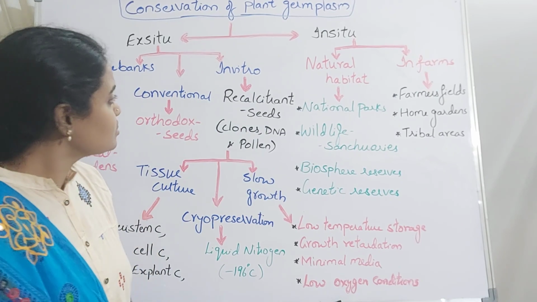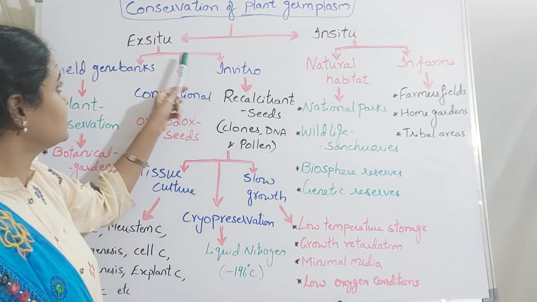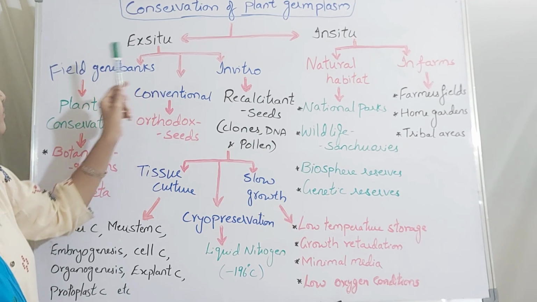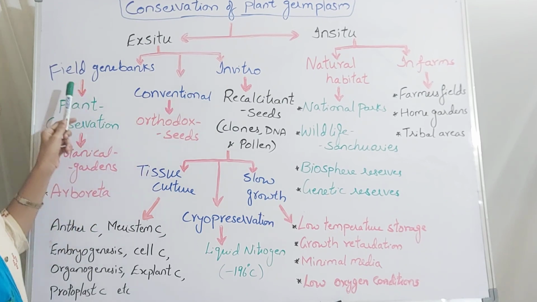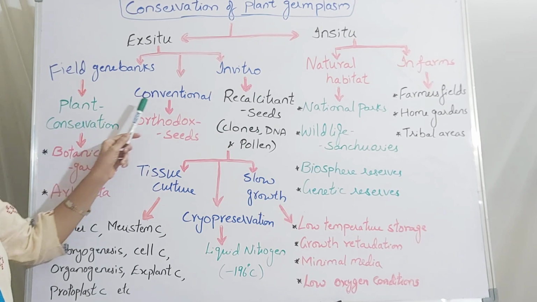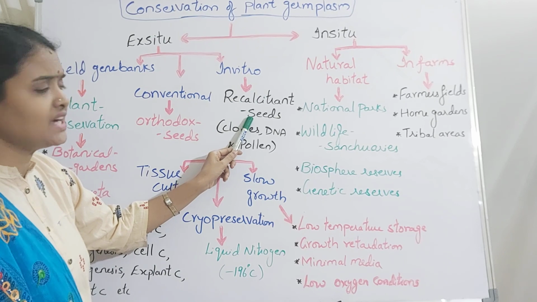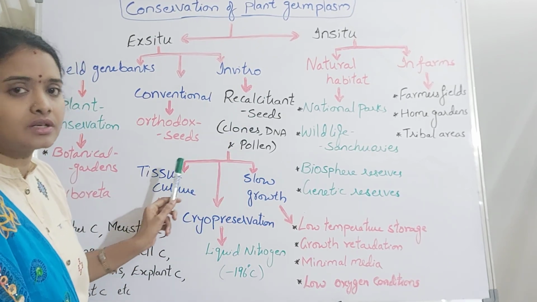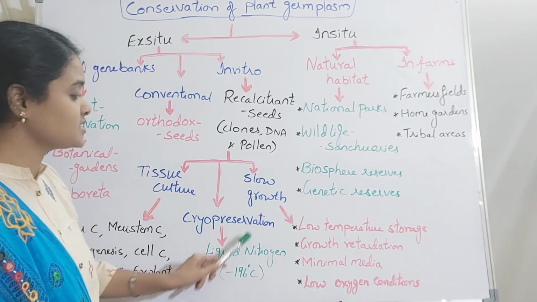Is that clear? So coming to the next process, see, now everything comes under the ex situ method, where the ex situ method is classified into 3 types: field gene banks, conventional method, in vitro method, right. Again, under field gene banks you have plant conservation, whereas under conventional you have orthodox seeds, and under in vitro you have recalcitrant seeds, which is again classified into 3 types, that is tissue culture, cryopreservation and slow growth. Is that clear? So this one we'll discuss in detail in the next class.